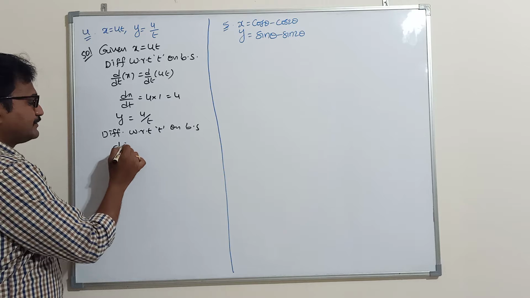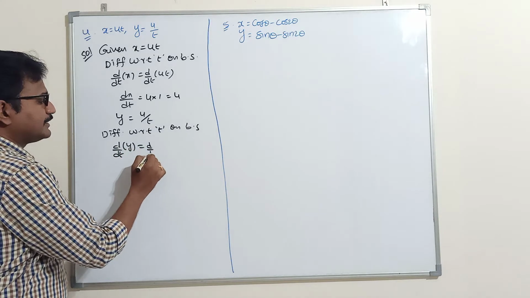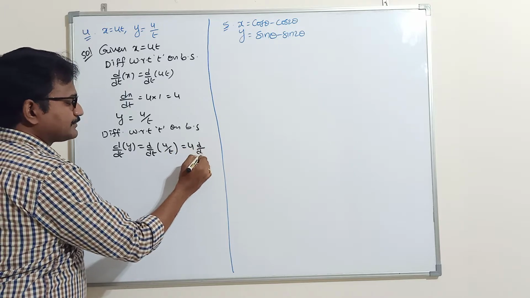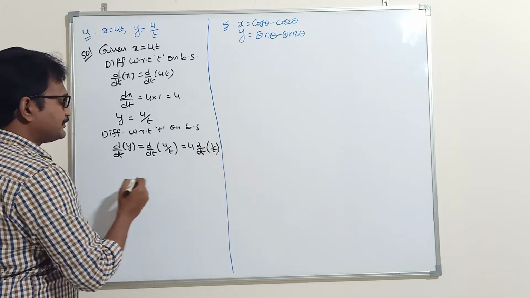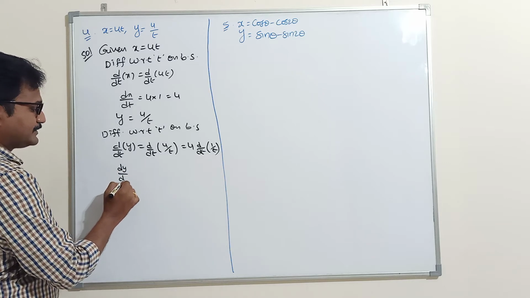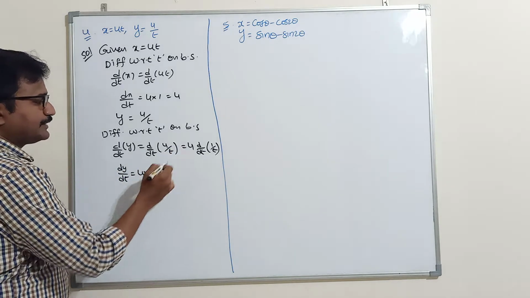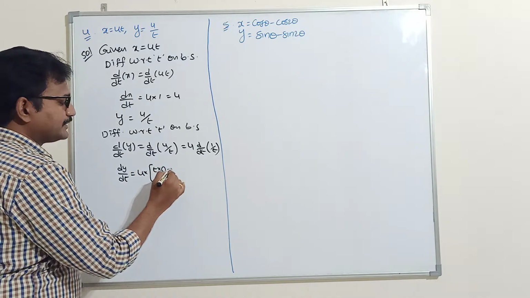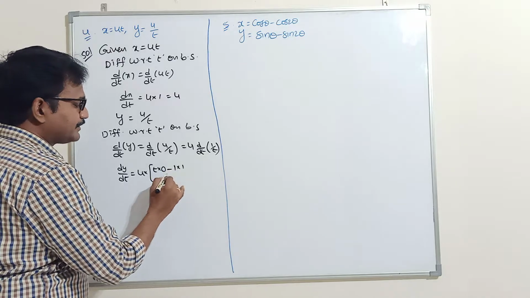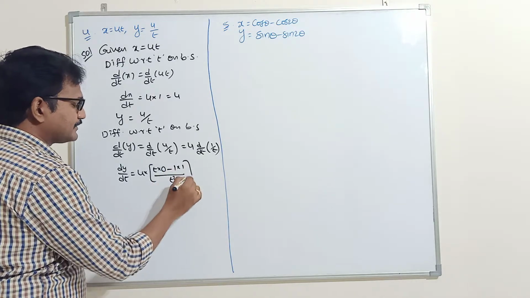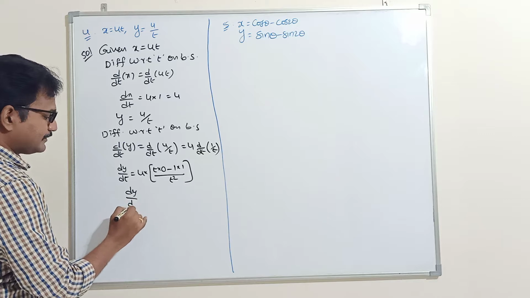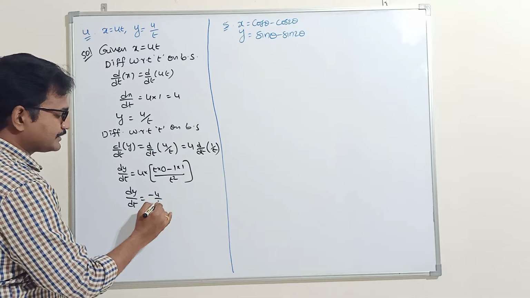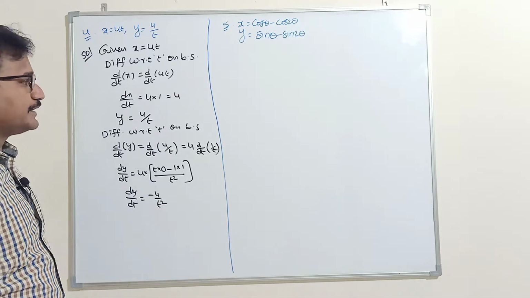d by dt of y is equal to d by dt of 4 by t. Here 4 is a constant, so that's why we write the constant before the derivative. So dy by dt is equal to 4 into the derivative of 1 by t. Next, if you apply the u by v rule, t into the derivative of 1 is 0, minus 1 into the derivative of t, which is 1, by t square. So dy by dt is equal to 0 minus 1 into 4, which is minus 4 by t square. This is dy by dt.